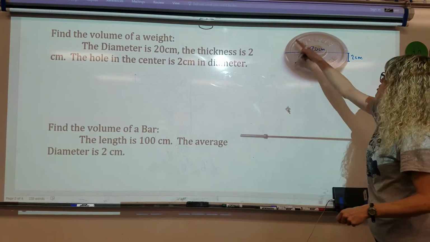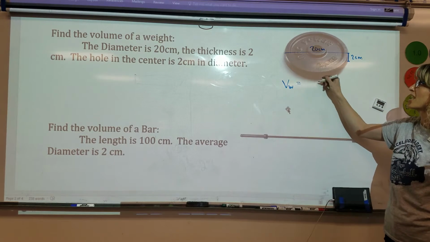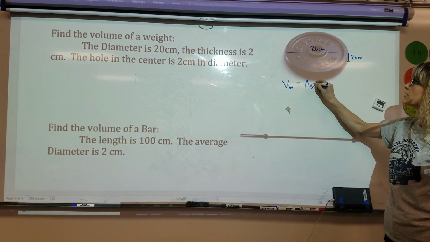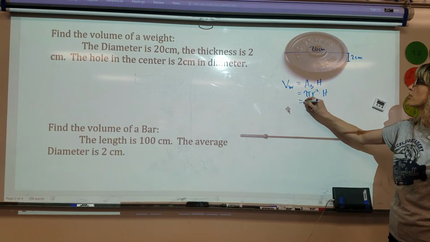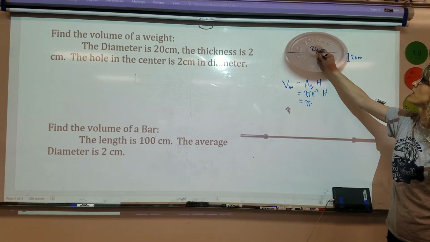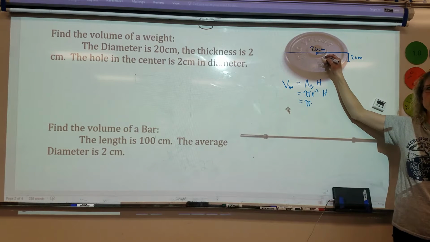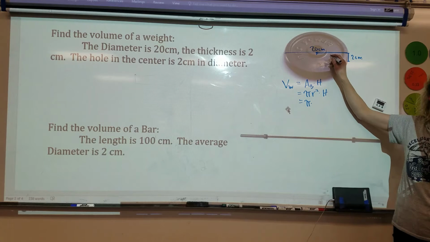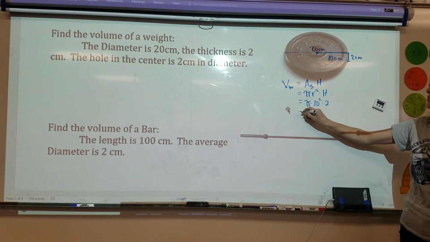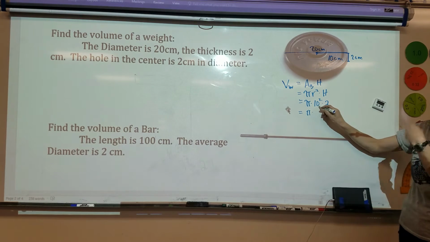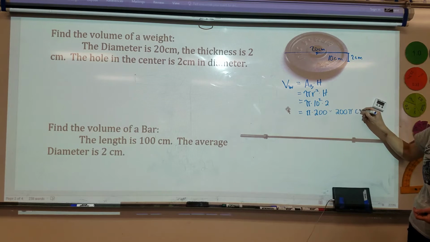Okay. So first let's do the big one. So we got volume of the weight. I'll use W for the weight, equals area of the base times height. The area of the base is a circle, so we use pi r squared times the height, which is pi times, we need a radius. What is the radius? 10 centimeters, very good. So 10 squared times the height, which is 2. We're going to do this mentally real quick. So 10 squared is 100 times 2 is 200. I'm going to put that in front, 200 pi centimeters cubed.